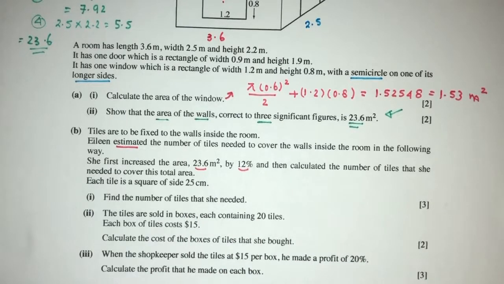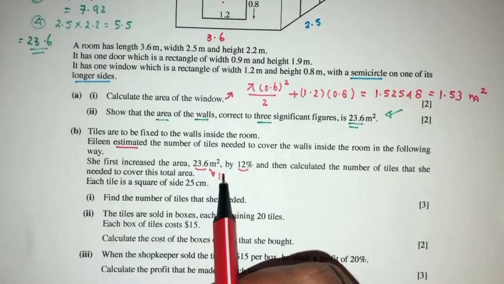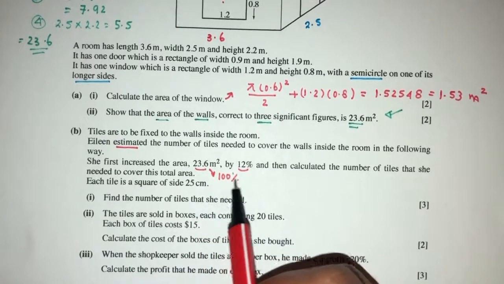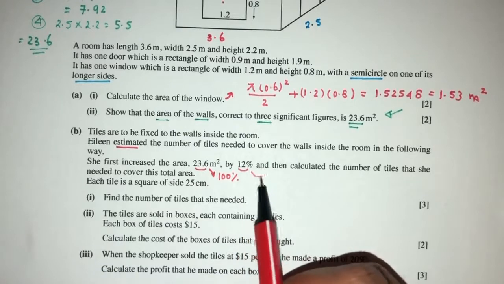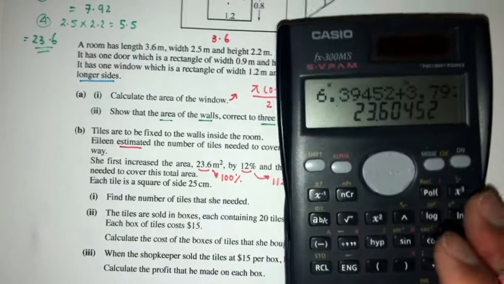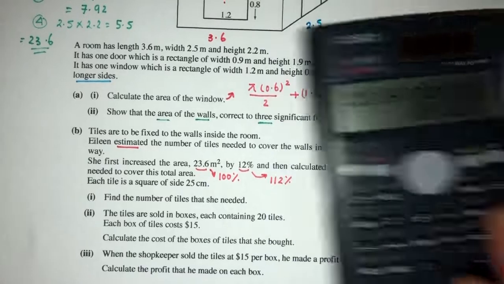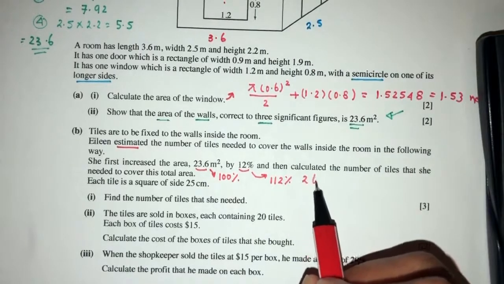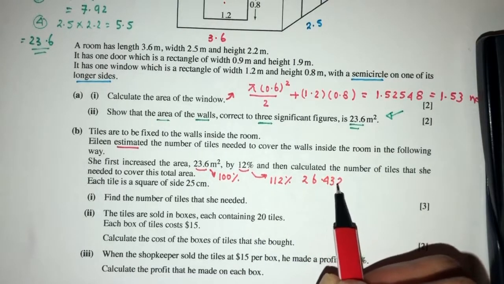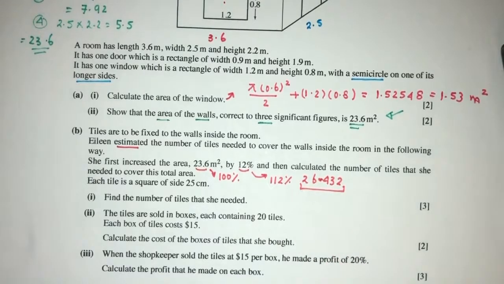So we understand that the initial area is considered to be 100%. When you increase this by 12%, the new area has to be 112%, if that makes sense. So basically, that will be 23.6 divided by 100% times 112%, that will be 26.432. This will be the area that she used to estimate the number of tiles that we will use.